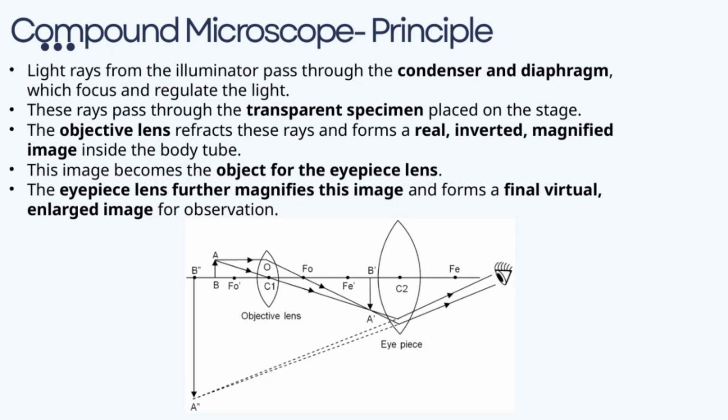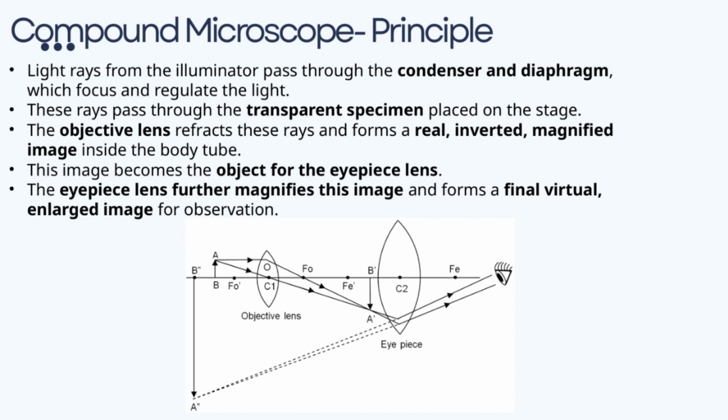Light rays from the illuminator first pass through the condenser and diaphragm. The condenser's role is to focus the light, while the diaphragm helps regulate the amount of light that reaches the specimen. Once the light is properly focused and regulated, it passes through the transparent specimen placed on the stage.